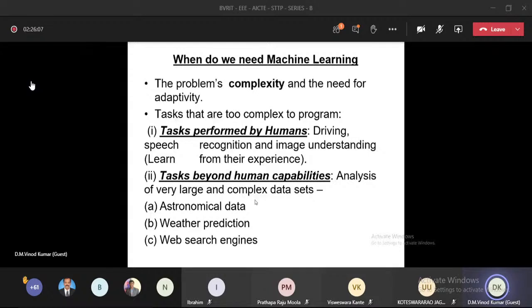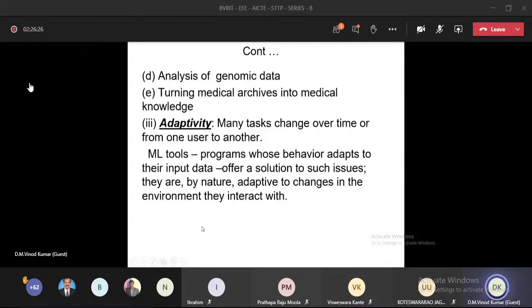Tasks performed by humans, that is driving, speech recognition, and image understanding. And tasks beyond human capabilities, the data, as you have seen: astronomical data, weather prediction, web search engines, etc. And analysis of genomic data, turning medical archives into medical knowledge. And adaptivity, since many tasks change over time.